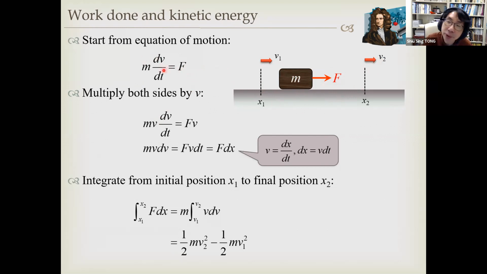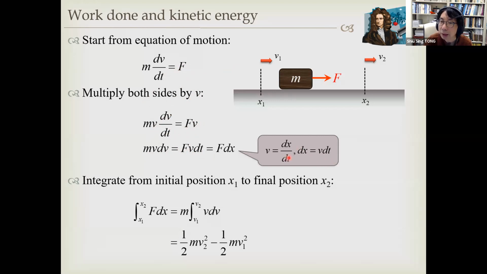Now, we start with Newton's second law, the force acting on this object. And we multiply both sides by the velocity of the object. So the left-hand side becomes mv dv/dt, and the right-hand side becomes Fv. Is that right? Now we move the differential dt to the right-hand side. So mv dv is equal to Fv dt.